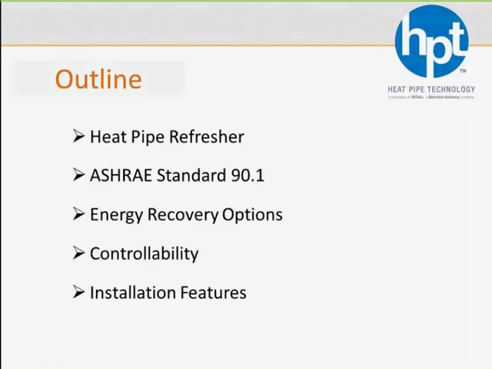So topics to be covered today, of course, we're going to start off with just a quick heat pipe refresher, just to remind everyone how they work. And then, of course, we're going to focus on ASHRAE standard 90.1 and get into all the different energy recovery options that are available. Spoiler alert, one of those is a heat pipe. And then we're going to focus on making them controllable to really optimize that heat pipe selection and get the best bang for your buck. And then finally, we'll focus on some different installation features that are available.